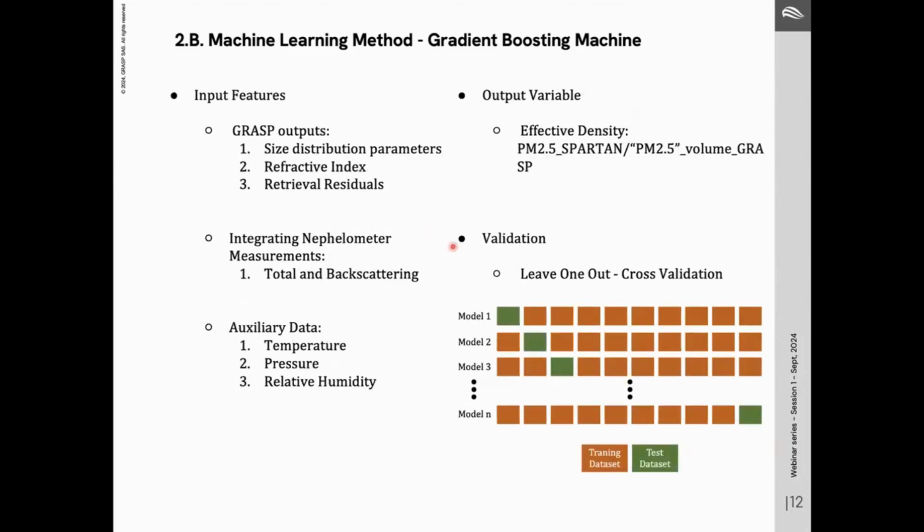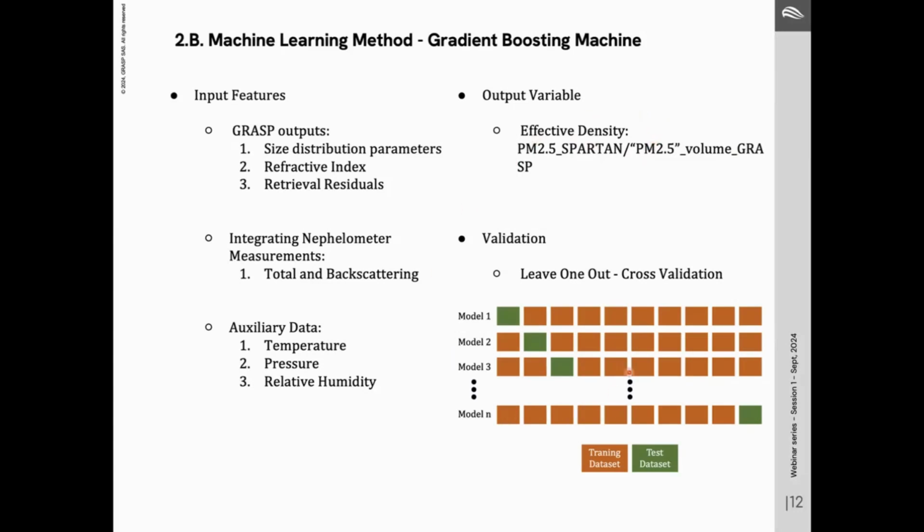For the machine learning model, I provided all these variables as the input features, including all the GRASP retrieval outputs, the size distribution parameters, the refractive indices, as well as the residual. I also provide the integrated nephelometer measurements, which are the total and backscattering at different wavelengths and different cutoffs. We also provide the temperature, pressure, and humidity, etc. Our target output variable is the aerosol effective density, which is basically the ratio between the PM2.5 mass concentration provided by the SPARTAN and the PM2.5 volume calculated from the GRASP retrieval.